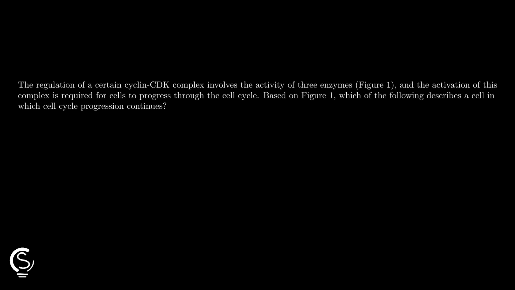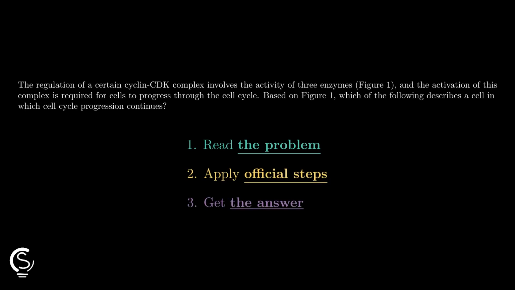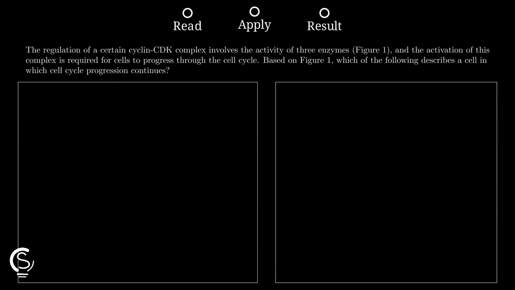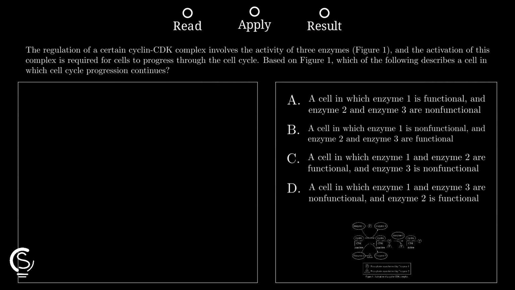I got your back. Cyclin-CDK complexes control your cell cycle, so let's figure out which enzyme combination keeps the process moving forward in this biology problem right now. According to Figure 1, the Cyclin-CDK complex must be activated for the cell cycle to continue, which requires enzyme 1 to add a phosphate group to the specific activation site.